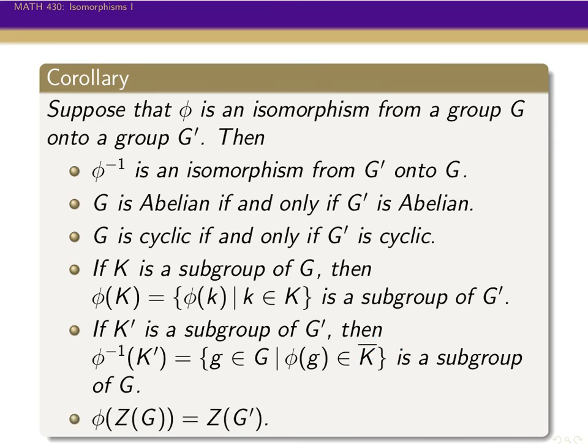And last but not least, the image of the center of G is going to be the center of G prime. This is just, again, similar to talking about G being abelian if and only if G prime is abelian. So A commutes with everything in G if and only if phi of A commutes with everything in G prime. And that's straightforward from the properties that we proved before, from the fact that A and B commute if and only if phi of A and phi of B commute in G prime.